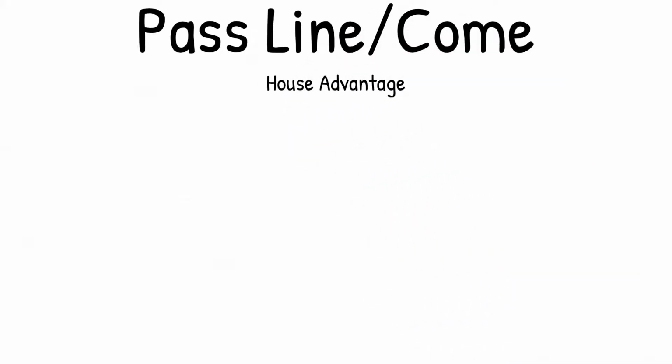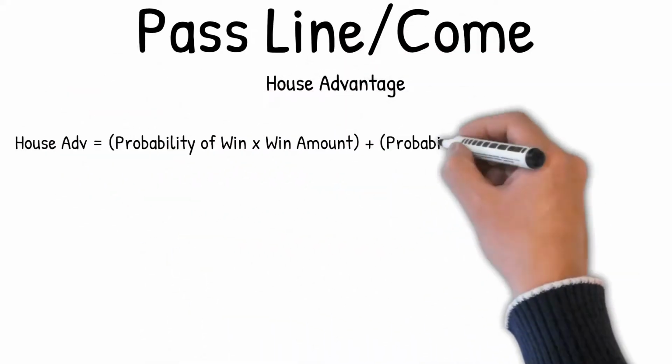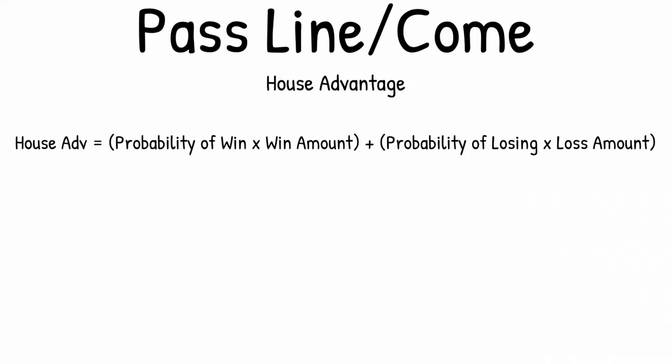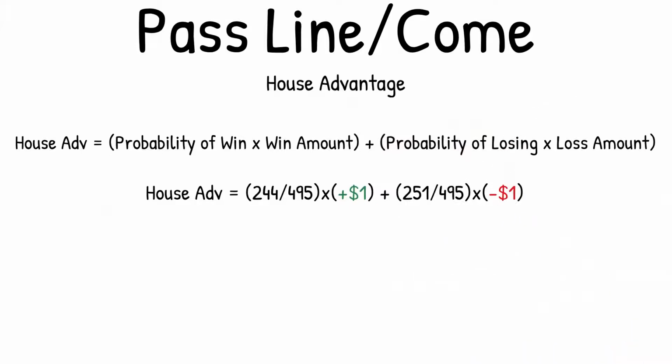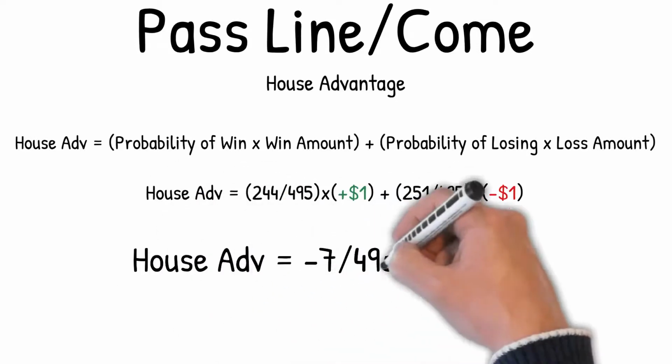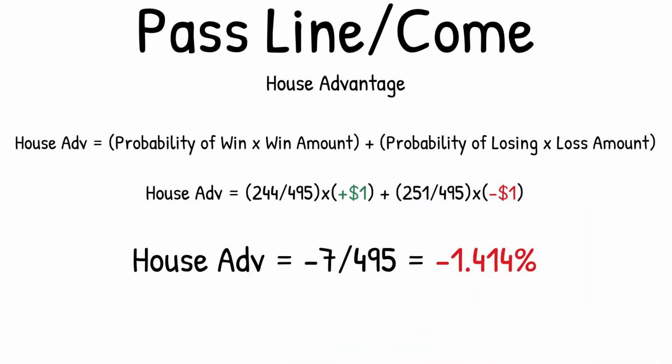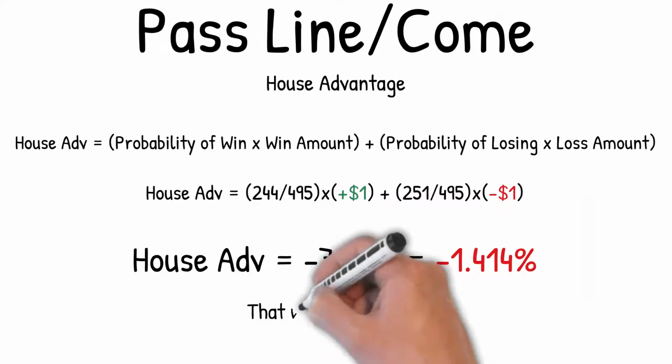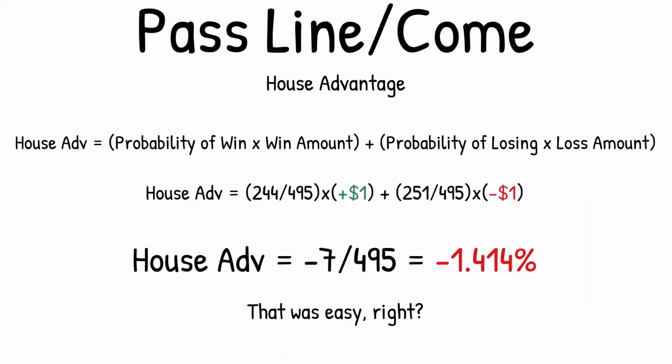House advantage. The house advantage equals the probability of win times the win amount plus the probability of losing times the loss amount. House advantage equals 244 over 495 times $1 won plus 251 over 495 times $1 lost. The house advantage equals minus 7 over 495 or minus 1.414%. That was easy, right?